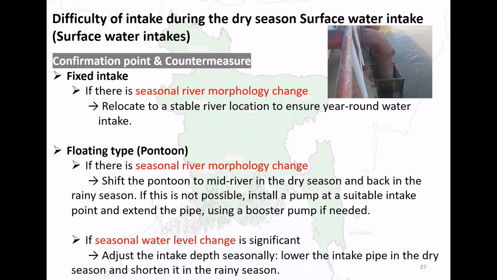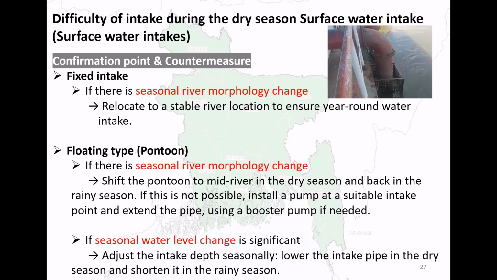If the intake is floating type and there is seasonal morphology change, the pontoon can be moved to a location where adequate flow exists. However, if the pontoon cannot move due to high risk of washaway from sudden increases in river discharge, such as flash floods, storm surges, or extreme rainfall events, delivery pipes should be extended accordingly, and booster pumps may be installed if required to maintain hydraulic performance.